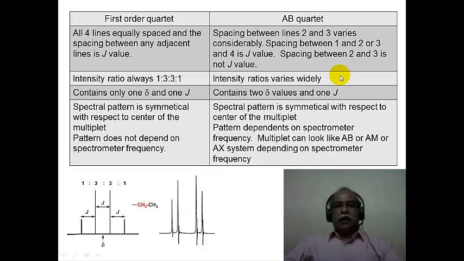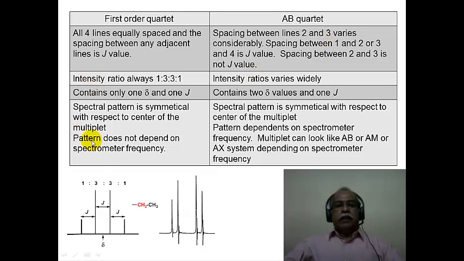The differences are highlighted in this particular table. In the case of the first order quartet, which is the figure shown at the bottom here, all 4 lines are equally spaced, and the spacing between any adjacent line is the J value. Whereas in the case of the AB quartet, the spacing between line 2 and 3 will vary considerably. It will depend upon the delta divided by J ratio. Spacing between 1 and 2 or 3 and 4 is the J value. Spacing between 2 and 3 is not a J value, and that is very important to recognize.